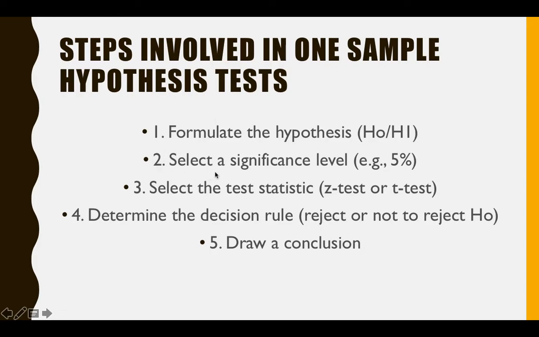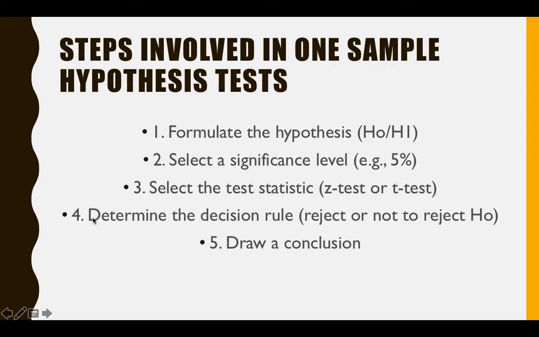The second step, once you have done with the hypothesis, is to choose a significance level. A significance level can be, for example, 5%. There are 3 significance levels: 5%, 10%, and 1%. Step number 3 is to select your test statistic. Your test statistic can either be a z-test or a t-test. When to use a z-test and when to use a t-test, we will look into that later.